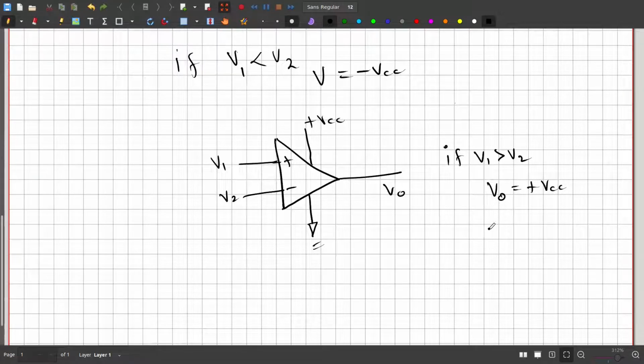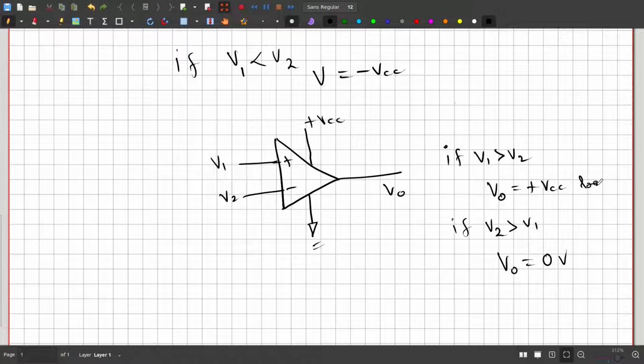And if V2 is greater than V1, it saturates to the lower voltage, therefore our output will be 0 volts. So this is logic high, and this is logic low. In this way, instead of going to the negative region, we can make it 0, by tying pin number 4 to the ground. This is pin number 7.